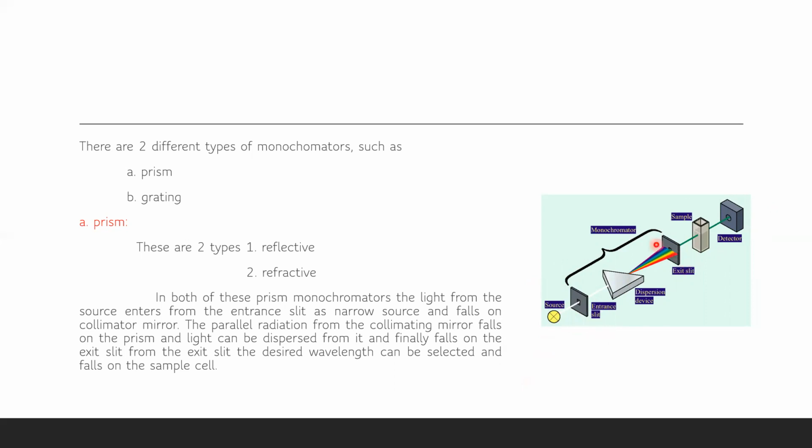monochromators. So in monochromators, you have an entrance slit for getting a narrow source, and a collimator for getting parallel light, and it is having a prism type or grating type monochromator for dispersion of the light, and finally it passes on to the exit slit to get the desired wavelength. From this exit slit, it falls on the sample cell. From the sample cell, it goes to the detectors.